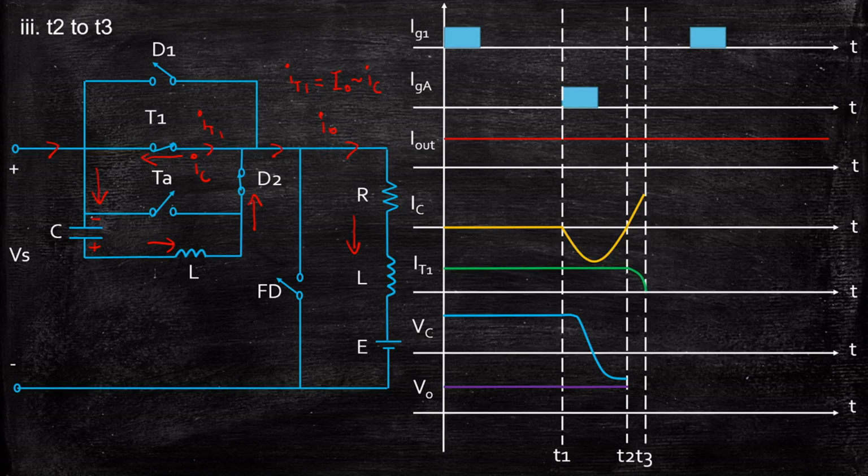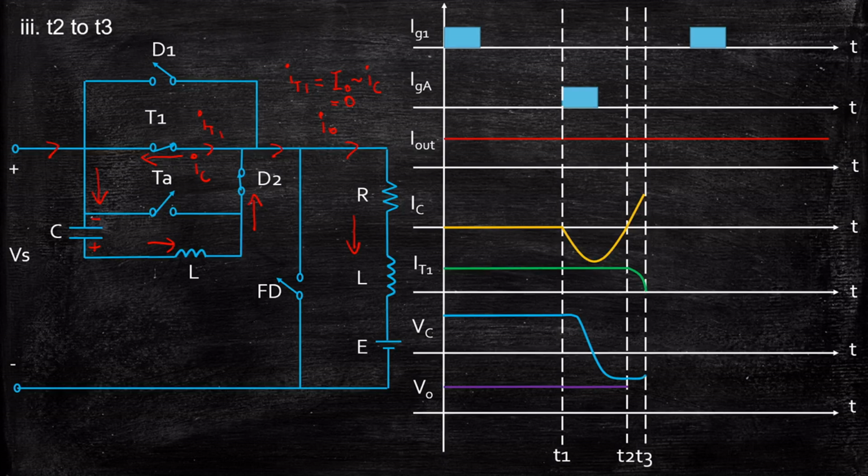Now what happens to the thyristor current? The capacitor current keeps increasing to a point where IOUT minus IC will become equal to 0. So that is the point at T3. Basically the capacitor current keeps increasing to a point when IC is equal to IOUT, and the current through the thyristor will go to 0 at T3. So that's why you're seeing a decreasing slope over here.